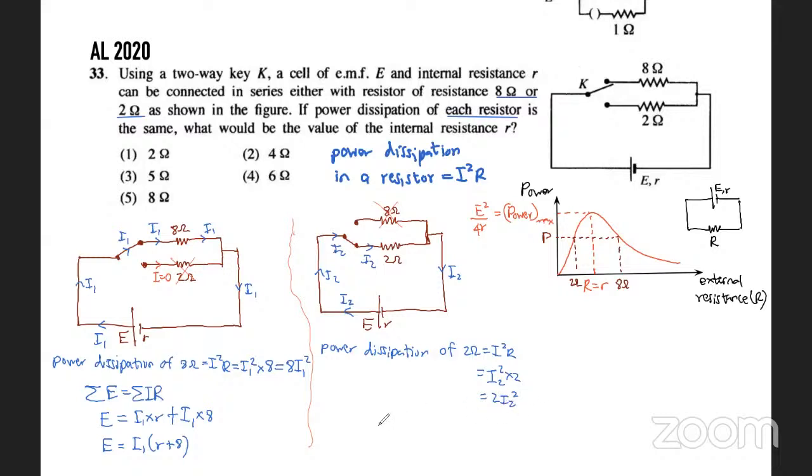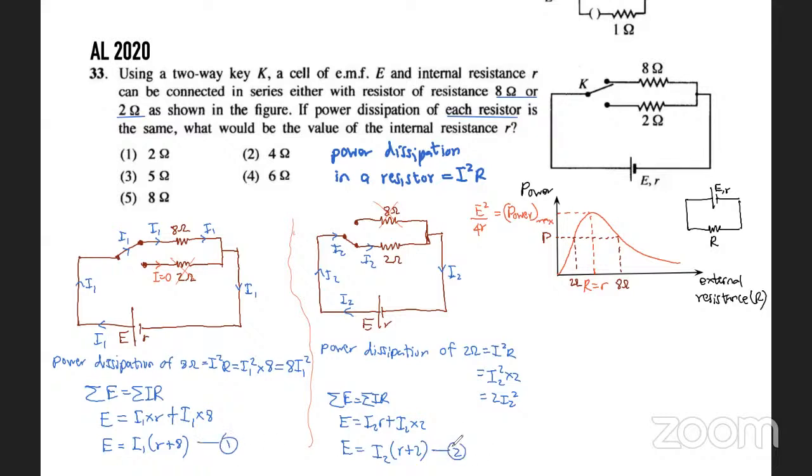And then for this circuit, if you apply Kirchhoff's law, sigma E equals sigma IR, what do we get? Sigma E is E once again. I2 current is flowing through simple R plus I2 current is flowing through 2. Therefore, finally, I will be getting E equals I2 common within bracket simple R plus 2. So I have two equations, 1, 2.